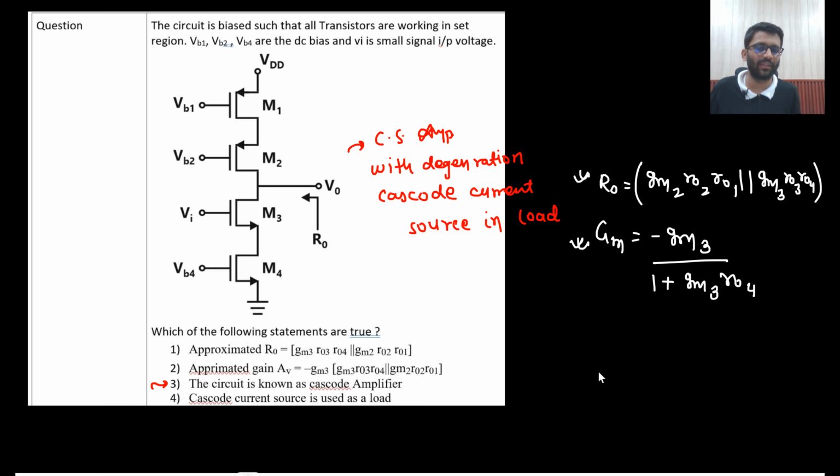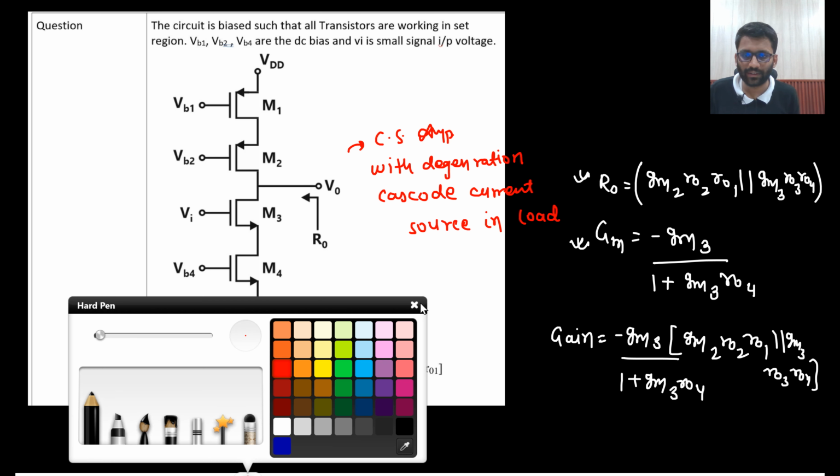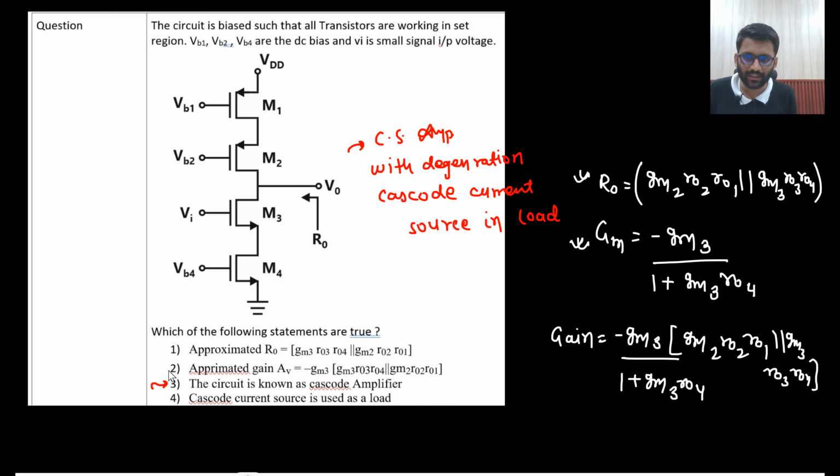This is your R0. So what will be the gain? Gain will be minus GM3 and then this resistance. This is the approximated gain. And parallel to this, these things will come, RO3 RO4, and in the denominator 1 plus GM3 RO4 will also come. So this approximated gain is wrong. Approximated R0, this is right. This is right. This is not right.